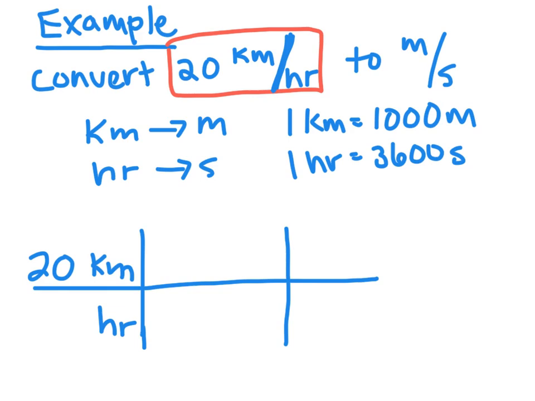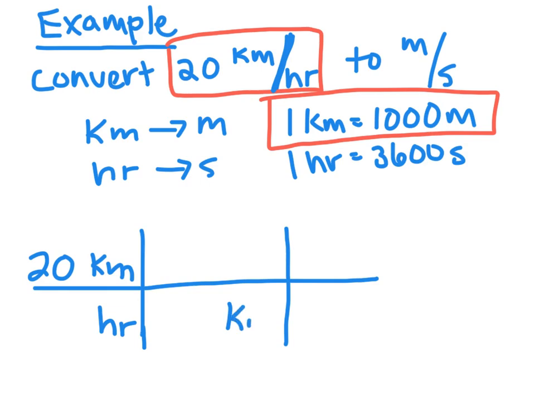So first I'm going to do this conversion factor. I'm going to make sure that my kilometers cancel out. So since I've got kilometers on top, I'm going to put them on bottom here. So my kilometers will cancel. Now I know that there's 1,000 meters in 1 kilometer. That's for my conversion factor.